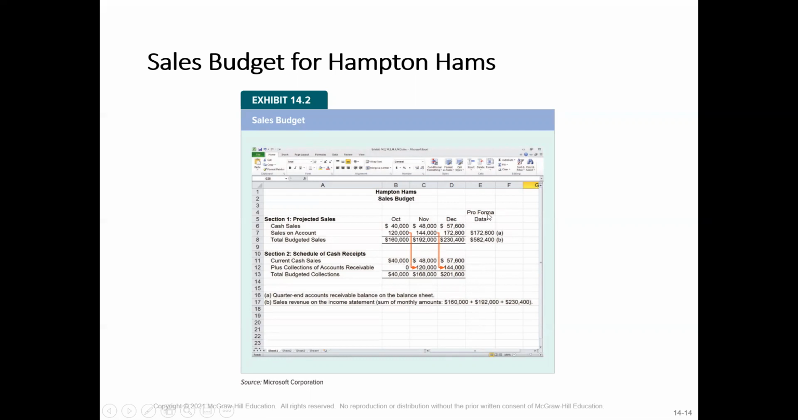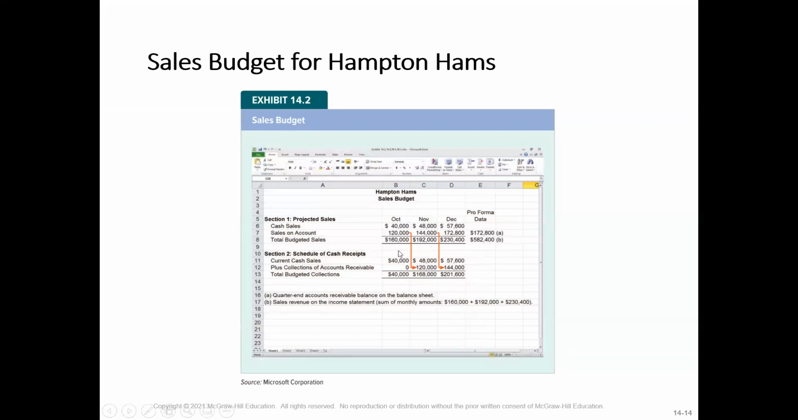Pro forma data, the column for pro forma data, these are figures which will go into our budgeted financial statements. So our total budgeted sales would be our total sales on our pro forma income statement. Our total sales on account at the end of December would be our accounts receivable balance on our pro forma balance sheet.